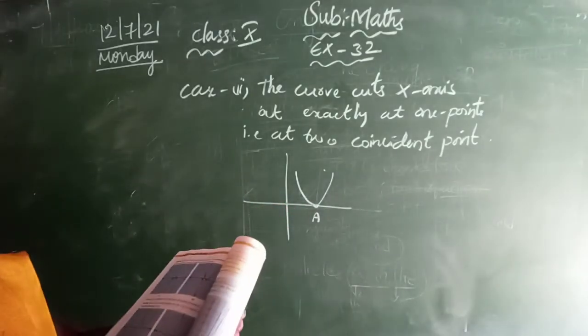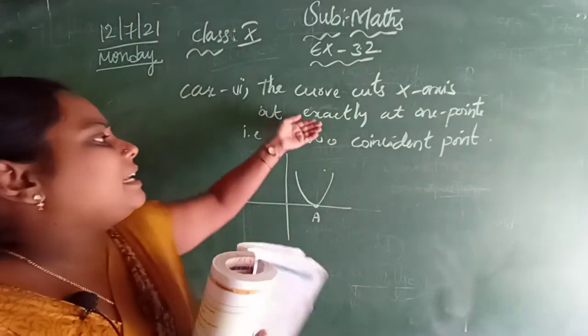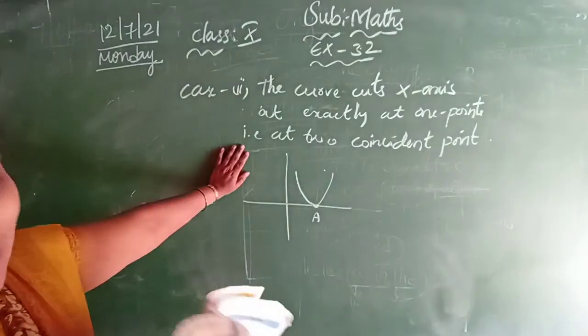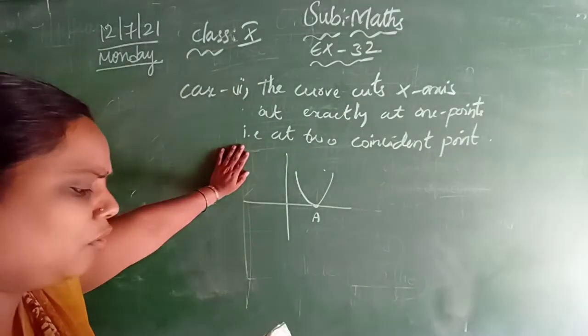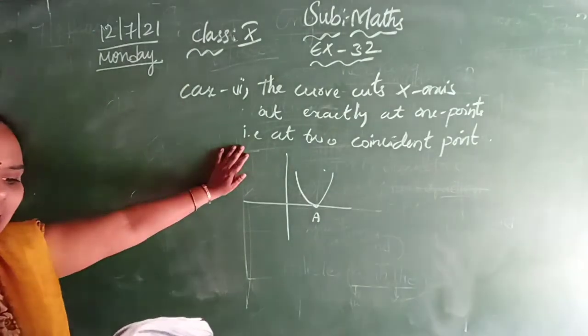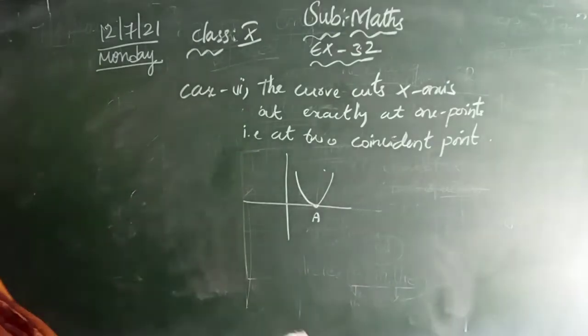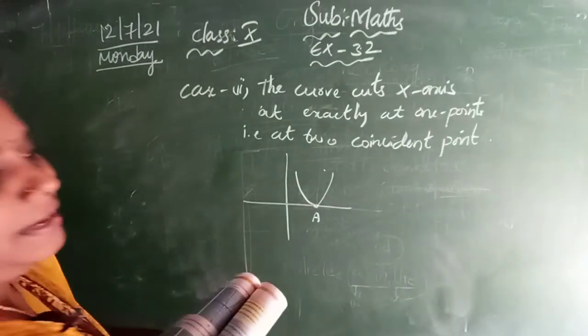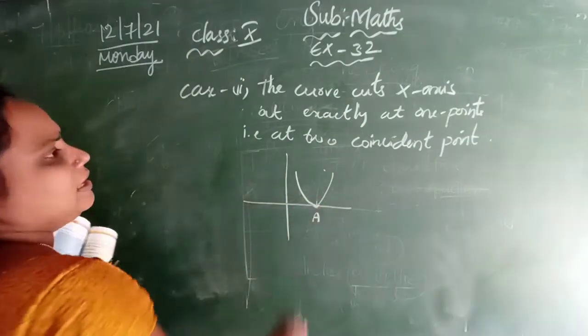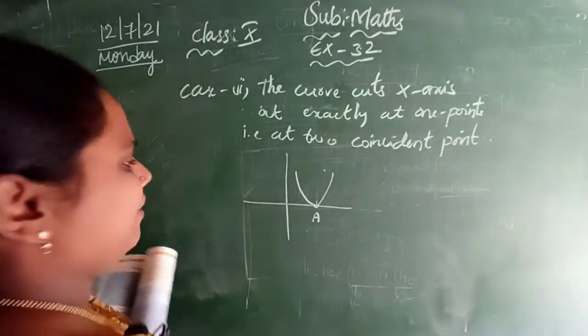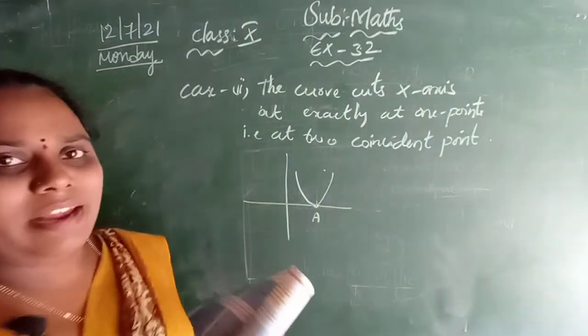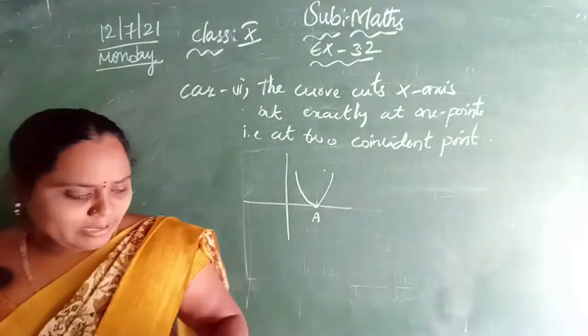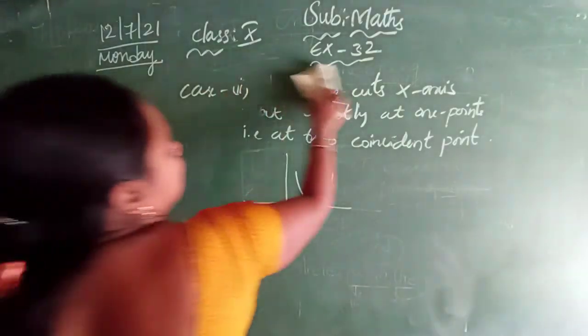Is it clear? If the graph cuts the x-axis at exactly 1 point, that is a coincident point. So the 2 points A and A dash of case 1 coincide here to become 1 point. So it has 1 zero. Go for the third case.